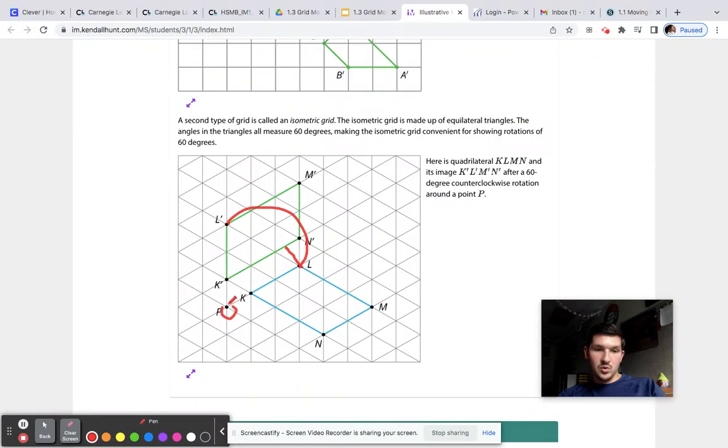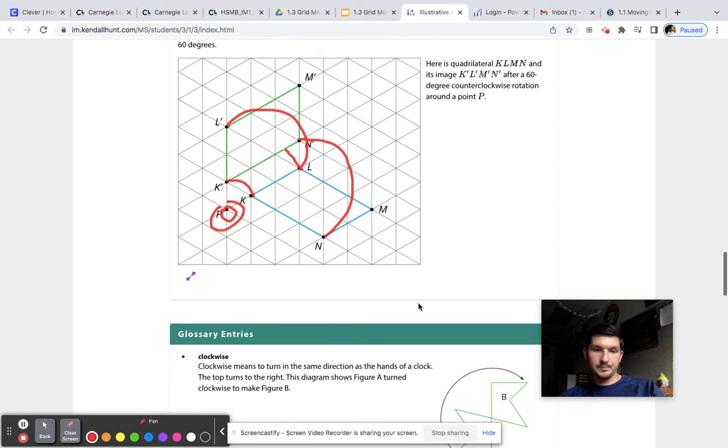Now remember that this is rotating around the fixed point P, which is how I know that it's 60 degrees, because from here to here is 60 degrees. From here to here is 60 degrees around the fixed point P.